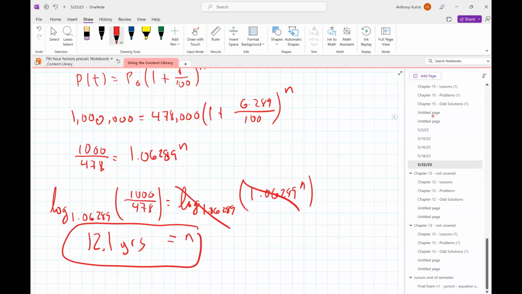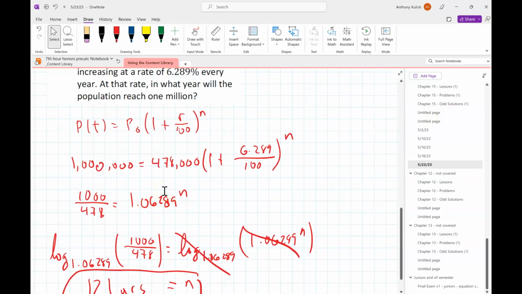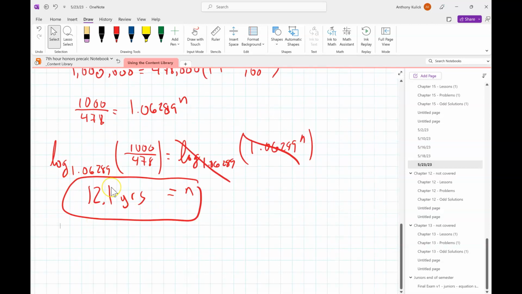Nolan, the way I did it was I just put 1 million equals 478,000 times 1.06289 to the x. I just solved it from there. You just skip a couple steps. It's the same thing, so I don't need to use that original equation. It's the same thing, but you went faster. I'm confused at what you meant, but it's probably okay, as long as you got the right answer. I got 12.1.